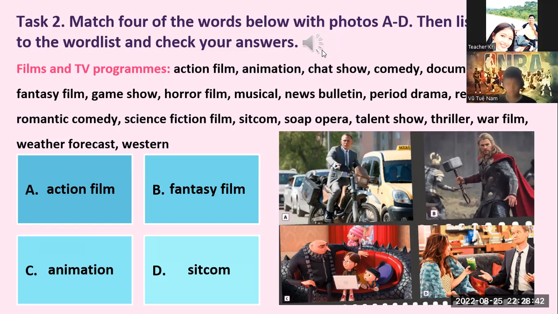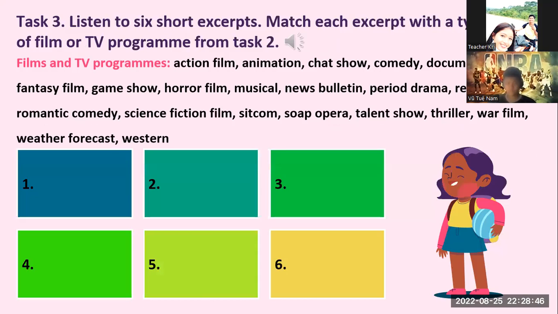Right, so those are the kinds of movies. All right, now let's move on to task number 3. We are going to listen to 6 short excerpts. Match each excerpt with a type of film or TV program from task number 2. Nam, do you have pen and paper? Yes, teacher. Since you don't know how to annotate on the screen, you are going to write your answer on pen and paper. Are you ready, Nam? Because I will play the audio now.